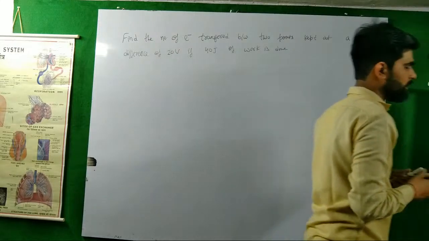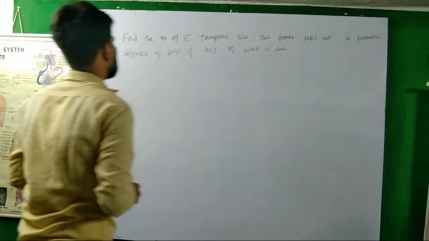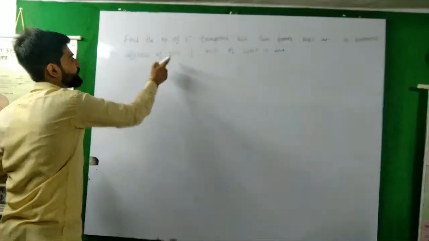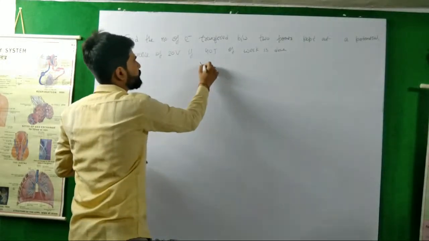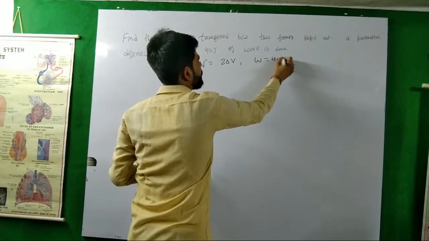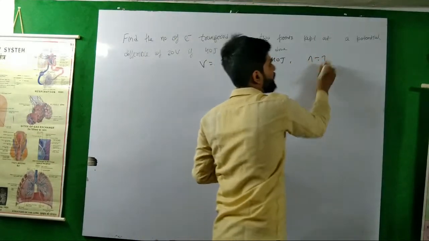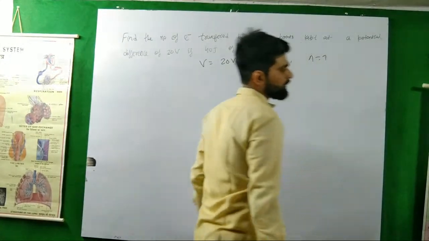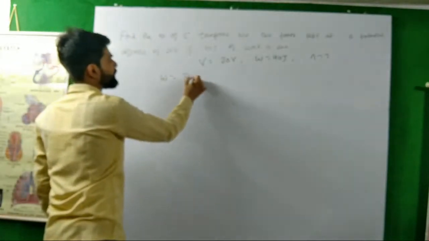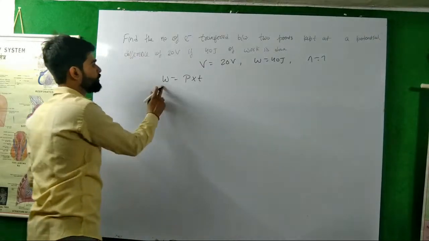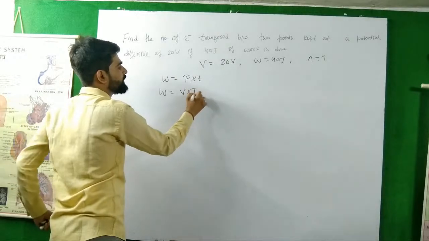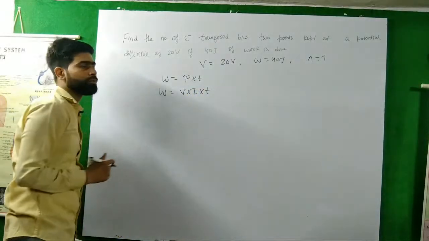So we have to find the number of electrons. Find the number of electrons transferred between two points kept at a potential difference of 20 volt. The given values are V equal to 20 volt and work W equal to 40 joule. We have to find the number of electrons, N. You know very well the formula W is equal to P into T, and P is equal to V into I, so W is V into I into T.